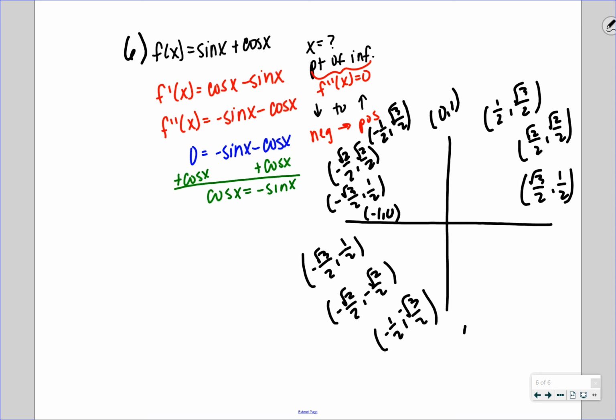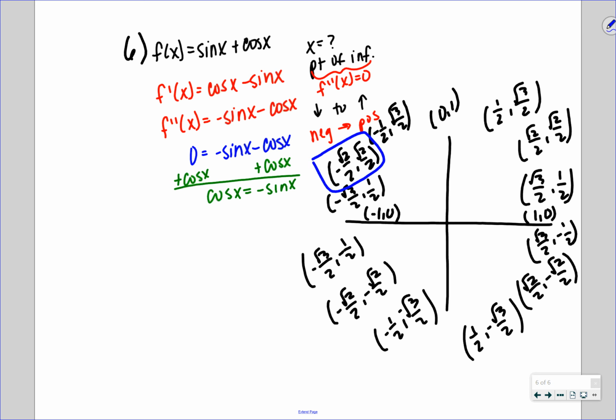And then one more time, now just my y value is negative: 1/2, negative square root of 3 over 2, square root of 2 over 2. Square root of 2 over 2, negative square root of 2 over 2, and then square root of 3 over 2, negative 1/2. My coordinate here is 1, 0. So places where my numbers are exactly the same with opposite signs are here and here. Let's figure out what those radians are.